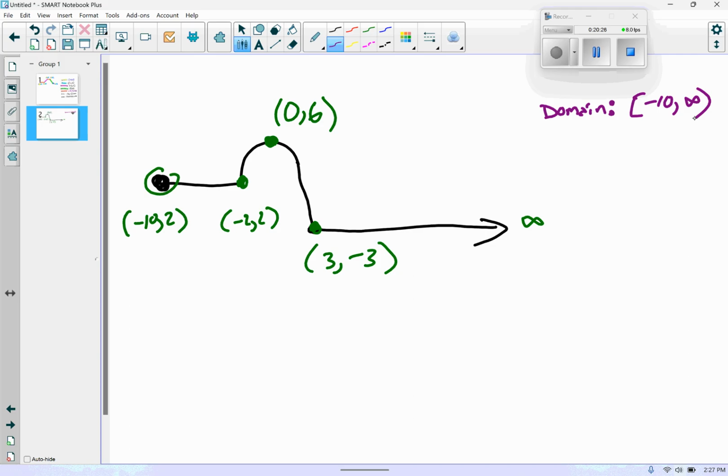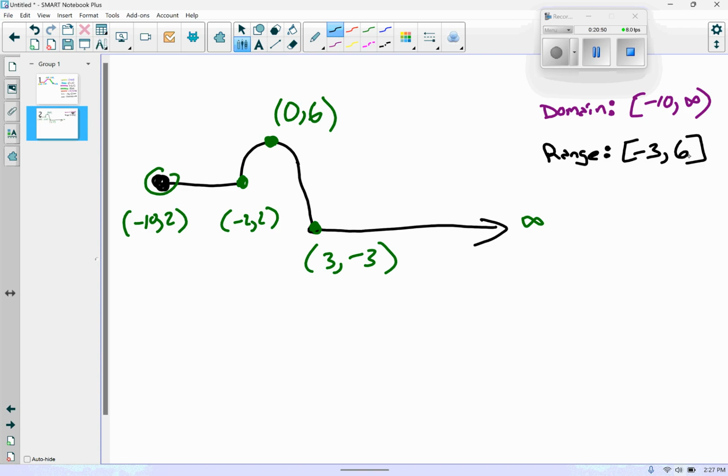All right. The range. The range are the y values, agreed? Range is the only place where we're going to use the y values. What's my very lowest y value? -3. What's my highest y value? 6. Very good. And again, we'll just put it in square brackets.